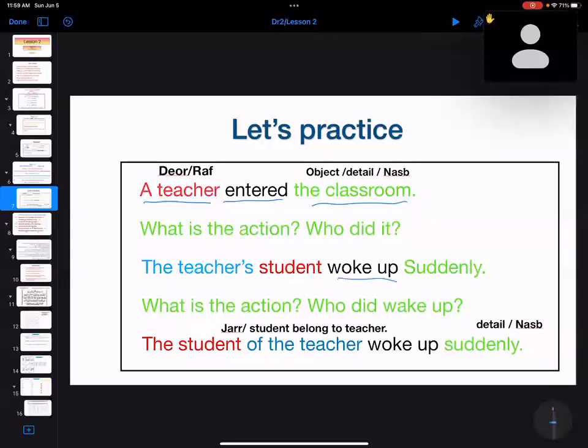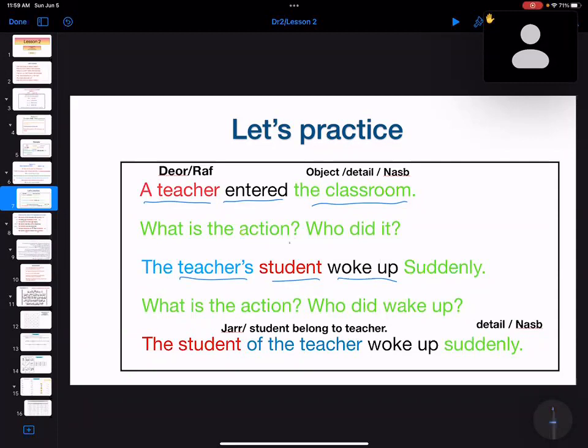Woke up. And who did that action? Teacher or student? The student did it, not the teacher, right? So the student should be what status?